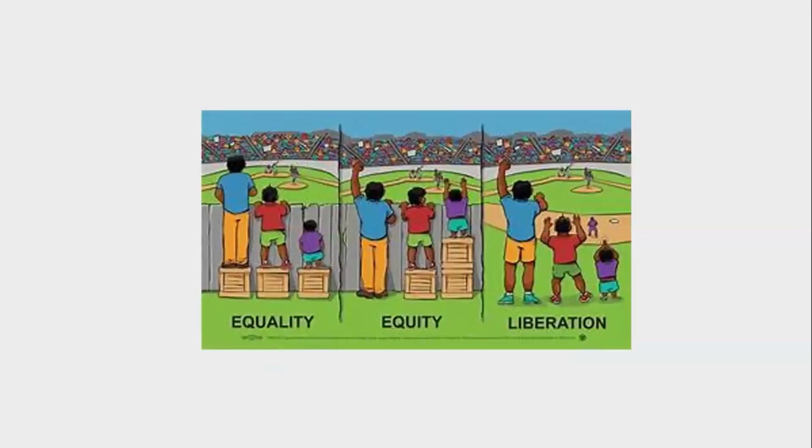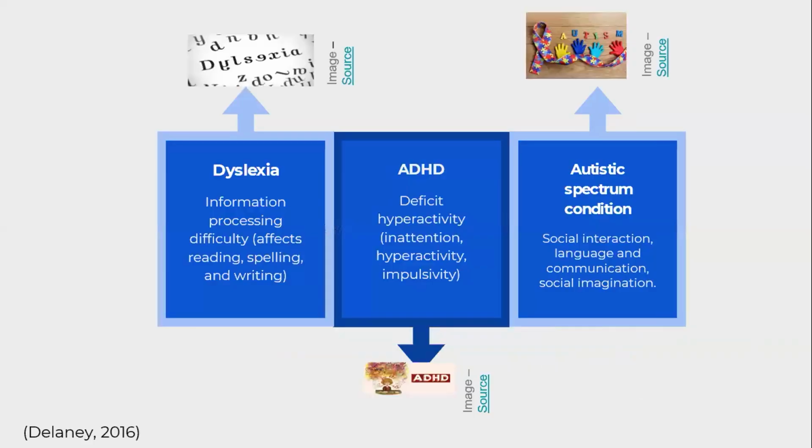Now we've got a third picture, where what we need to try to do is remove those barriers that make learning inaccessible, and that is what is called liberation. In line with some other talks we had today, I would like to call it justice. We need to make sure those barriers are removed so all the students in the classroom can learn.